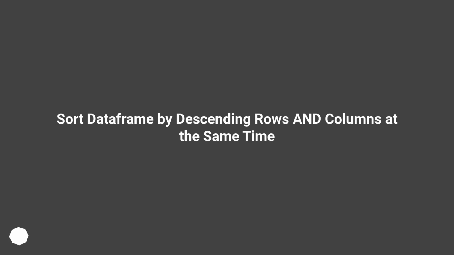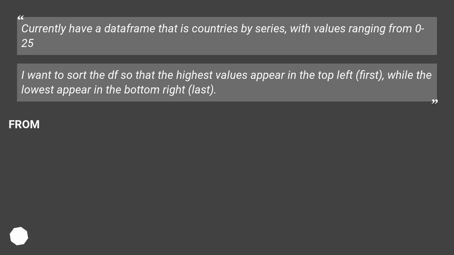Sort data frame by descending rows and columns at the same time. Currently have a data frame that is countries by series, with values ranging from 0 to 25. I want to sort the DF so that the highest values appear in the top left first, while the lowest appear in the bottom right last.